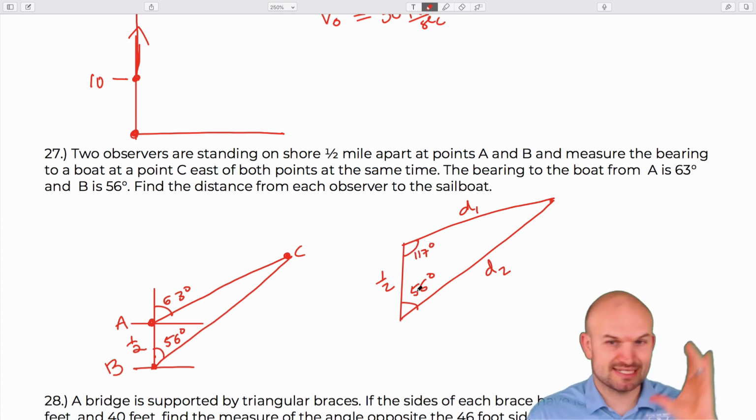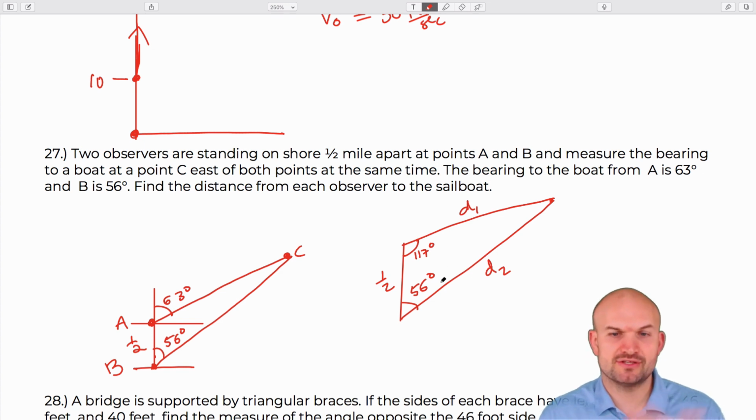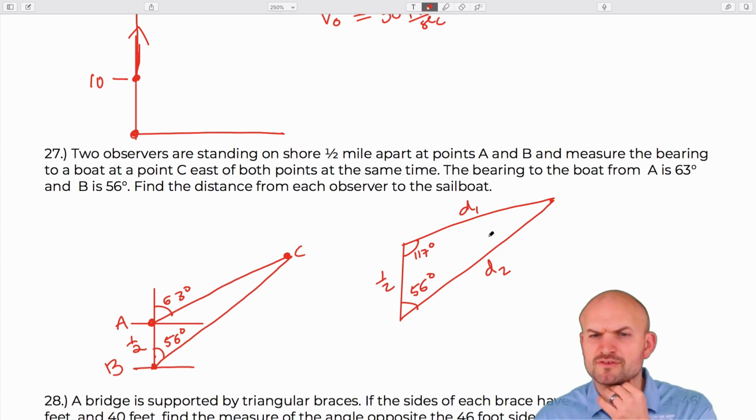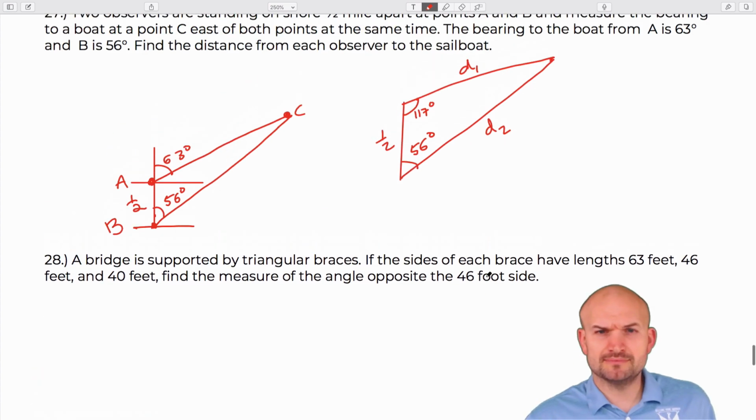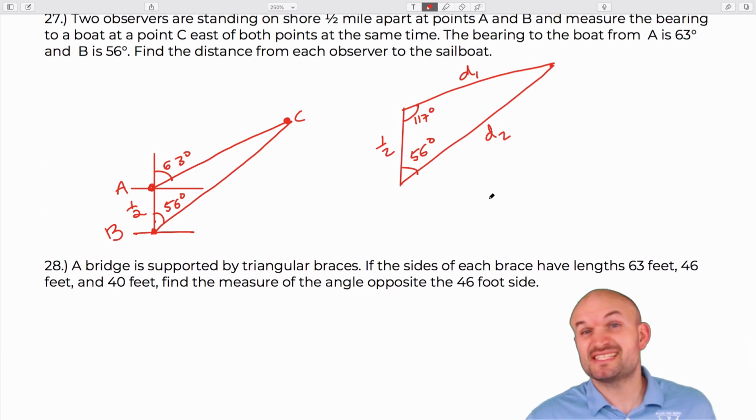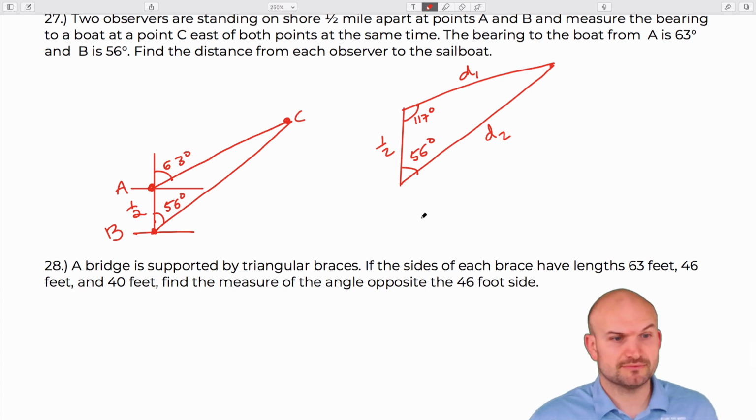Now we recognize this to be an oblique triangle, and so now we can use the law of cosines to be able to solve for D1, D2. No, I'm sorry, we can use the law of sines actually to solve for D1 and D2.